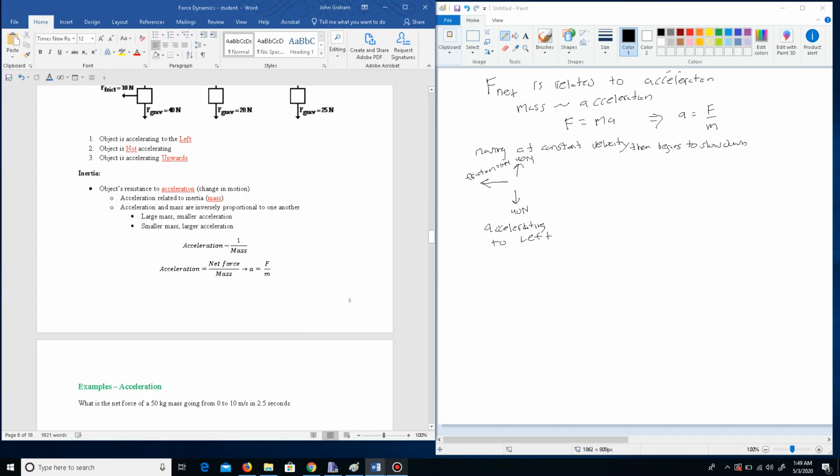So imagine kicking a couch. You may even get that couch to move a little bit, but it's not going to move a lot. It's going to be a small acceleration. You kick a little tennis ball, it's going to go flying, and it's going to have a large acceleration. So as I said before, acceleration is related to 1 over mass, so we can put this all together and we get acceleration equals the net force over the mass, or a equals F over m.